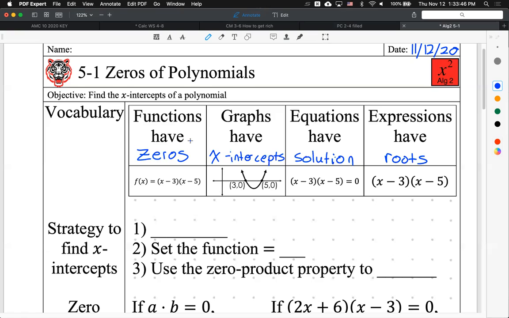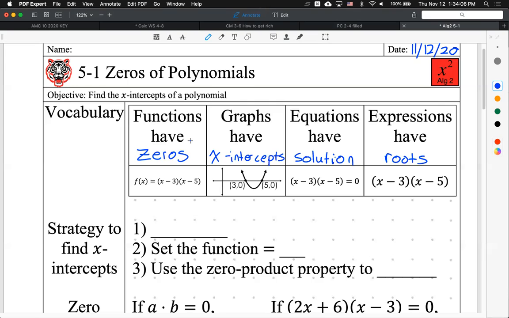If I have a function, I'm looking for zeros. All of these 4 words are basically saying the same thing, but in a different context. The context is functions, graphs, equations, and expressions. Again, expressions look like equations, but there's no equal sign. Graphs are obviously a graph. It's pretty easy to distinguish it. This is an actual equation that's just given to you.